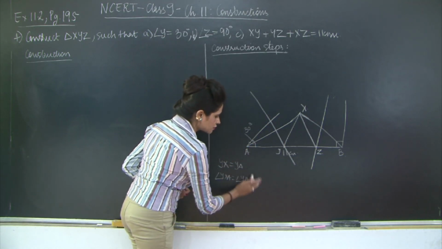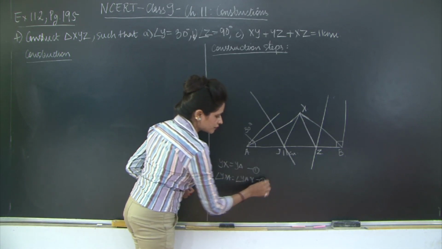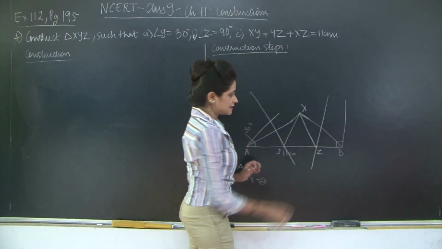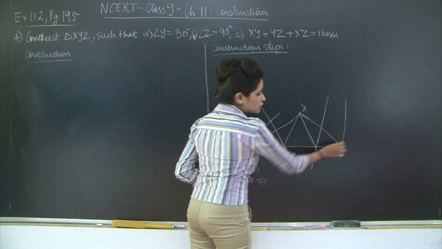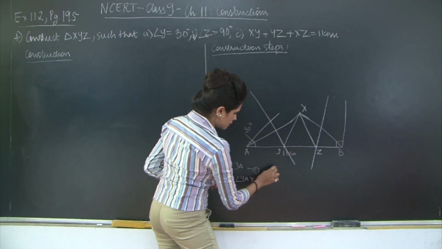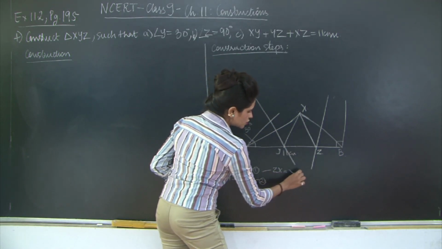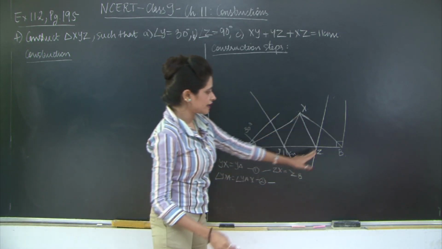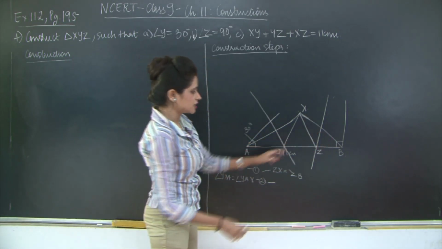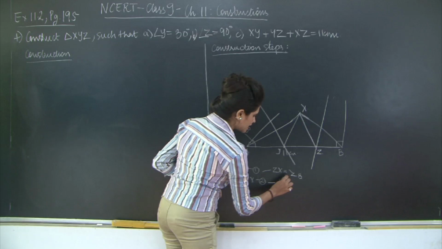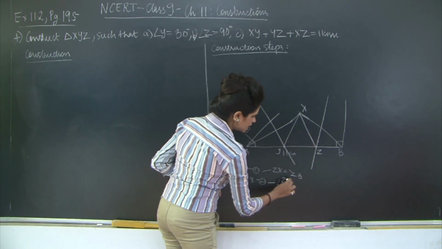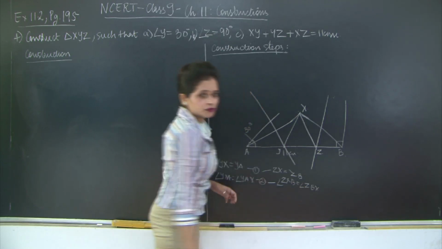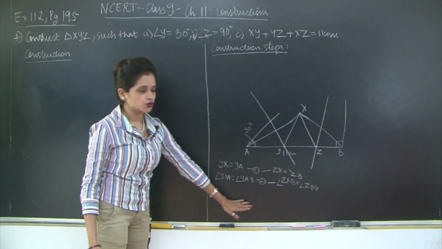Let's mark these as 1, 2. Similarly, what do you have? Z lying on the perpendicular bisector of XB. Therefore, ZX is equal to ZB. So I am marking even this point as 1. And therefore this triangle XZB is an isosceles triangle. Therefore I have angle ZXB is equal to angle ZBX, right? So I have point numbers 1 and 2 over here.